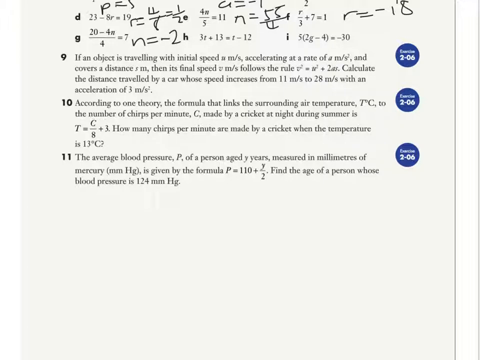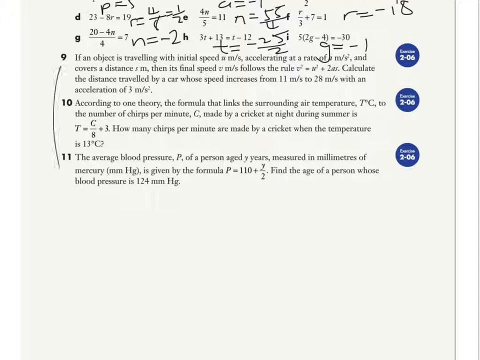Take away 13, and you get 2t equals negative 25. Divide by 2, and you get t equals negative 25 on 2. Alright, I, you can get rid of the 5 by dividing straight away because it goes into 30, or you can expand and you get 10g minus 20 equals negative 30, plus 20 both sides, and you get 10g equals negative 10. Divide by 10 and you get g equals negative 1.